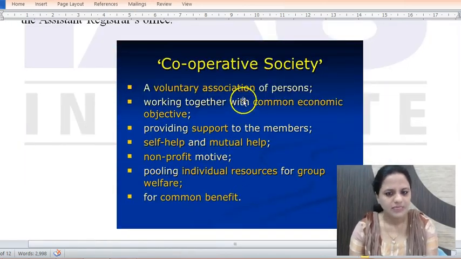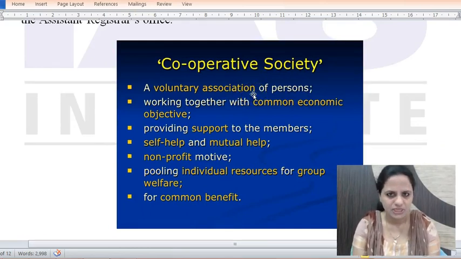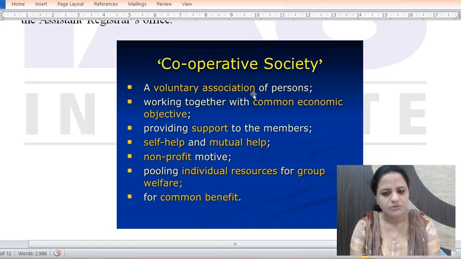So cooperative societies, what are they? They are voluntary associations. They are formed with a common economic objective. So with the support and mutual help of each other, the members run these cooperatives. So generally it's for not-for-profit motive. So individuals pool their resources for the group's welfare.